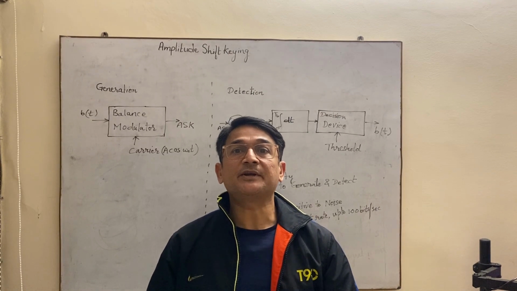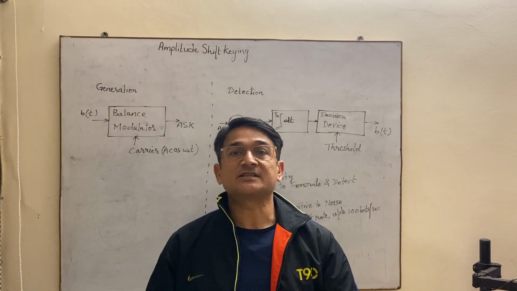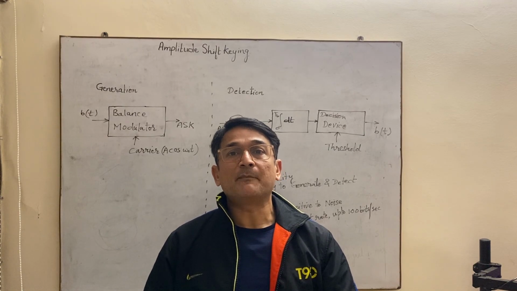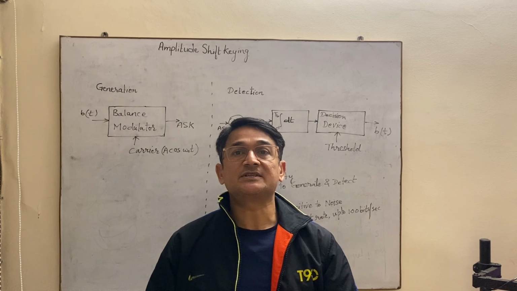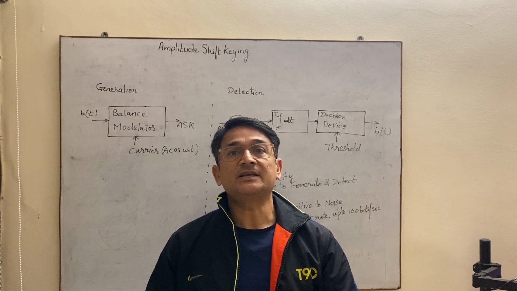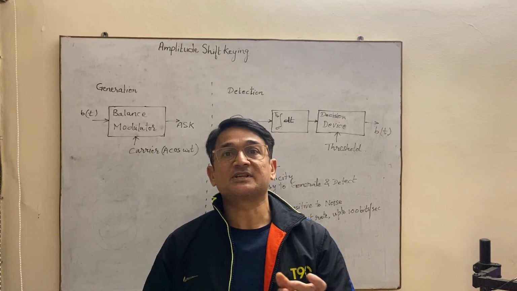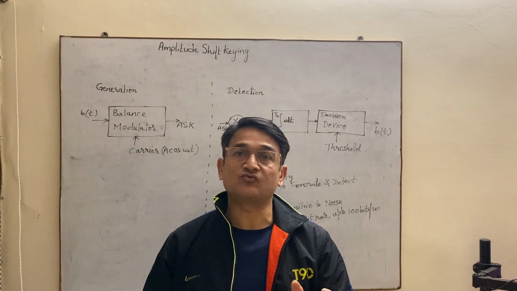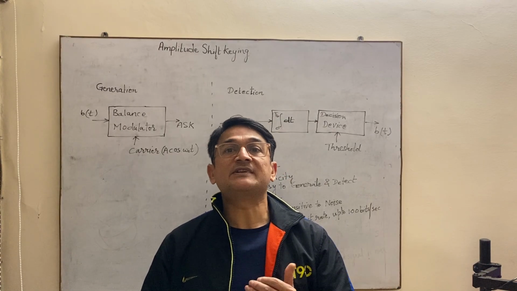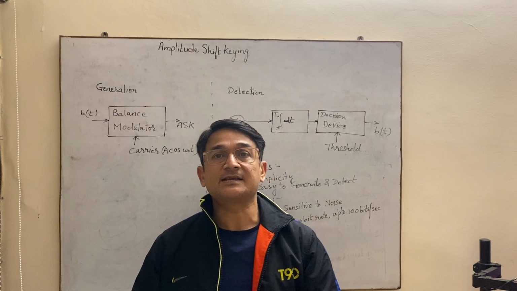Today's topic is amplitude shift keying, in which our information is in the form of bits, that is, a bit sequence. You combine these bits with a high frequency sinusoidal signal and give the output as either the presence of a pulse or the absence of a pulse: presence of pulse when your bit is 1 and absence of pulse when your bit is 0. First we will see how you generate the ASK signal and how you detect the ASK signal.